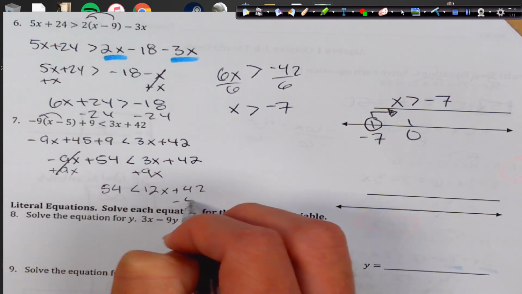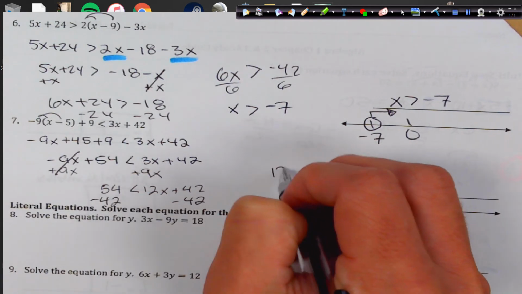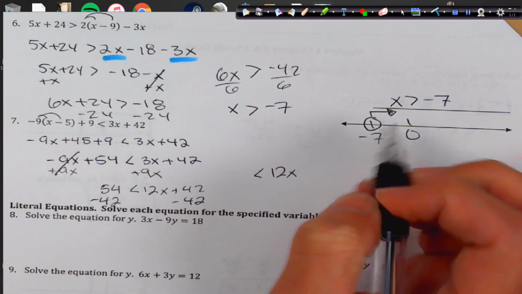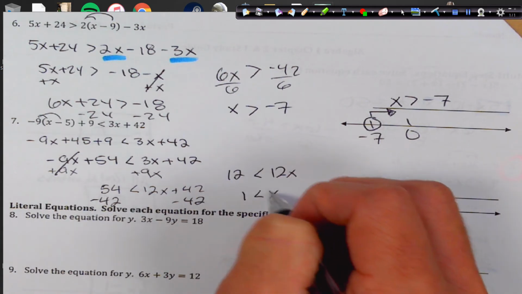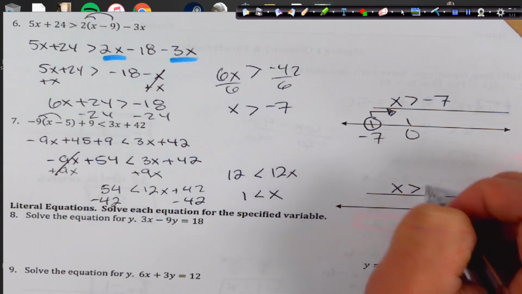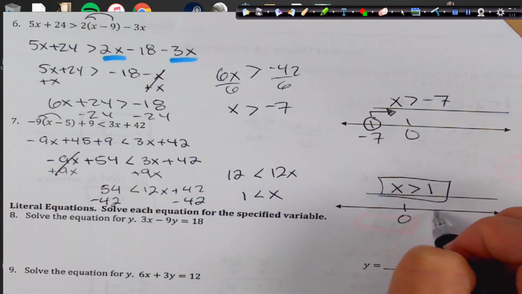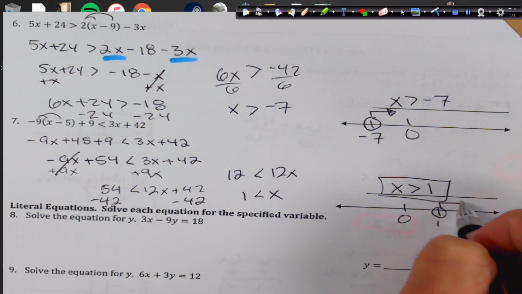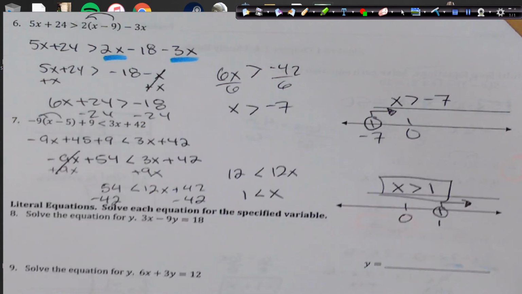And we're going to subtract 42 from both sides. We're going to get 12x is less than, I'm going to subtract that, I'm going to get 12. So we're going to get 1 is less than x. Again, I could rewrite that as x is greater than 1 if I want. And then we get 0, 1, open circle, it's greater, so it's going towards the greater numbers. As long as x is on that side, it makes sense.